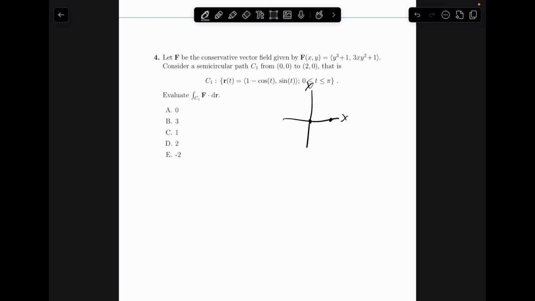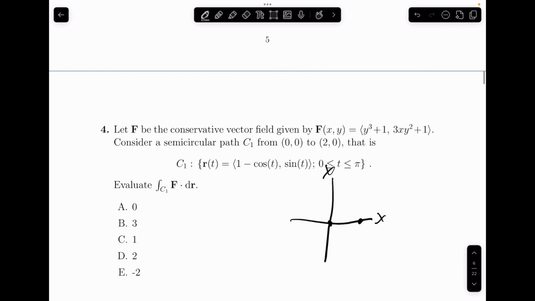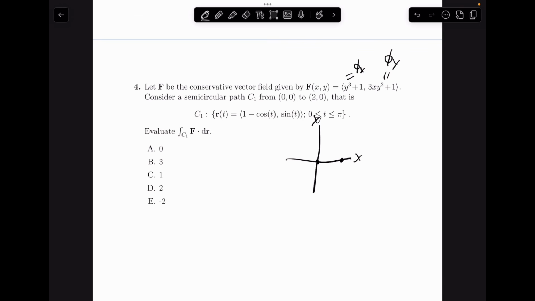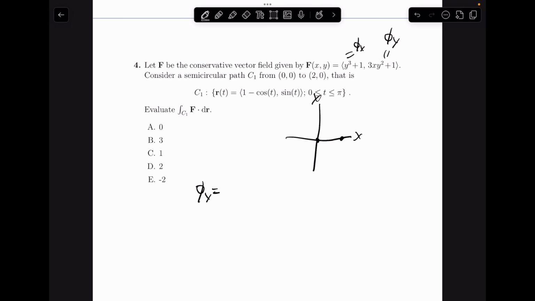We have a conservative vector field, so really we can just find that potential function and do our top bound minus our bottom bound. So let's go ahead and do that. So we know this component right here, similar to the last problem, is going to be equal to phi of x, our potential function, and this is going to be equal to phi y. So we can integrate those components. So we get phi of x equals y cubed plus 1. So phi is going to be equal to the integral of that, or xy cubed plus x.